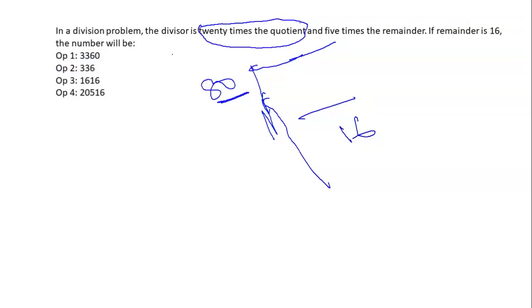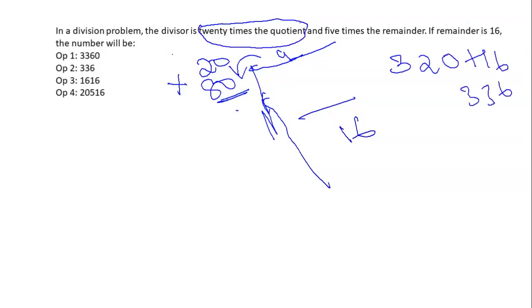20 times the quotient gives you this. So quotient should be what? What into 20 gives you 80? 4 into 20 gives you 80. So the divisor gets this here. Then what is the number? We know 4 into 20 are multiplied, it gives you a number. So the number is 320 plus 16, which is 336. Clear? That's the answer.